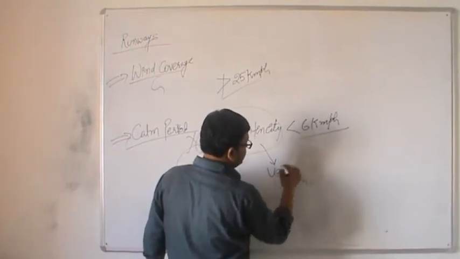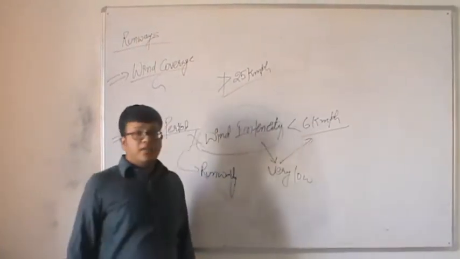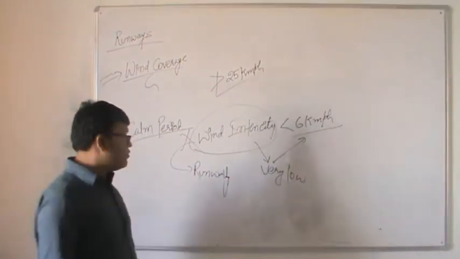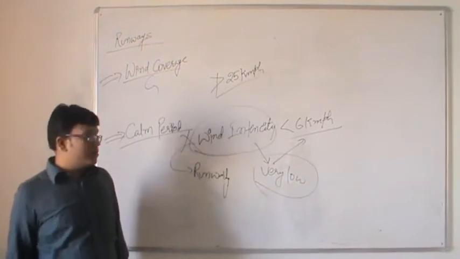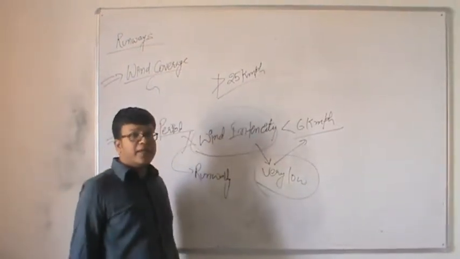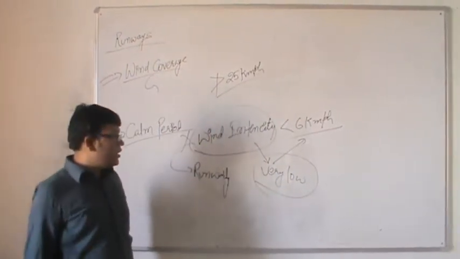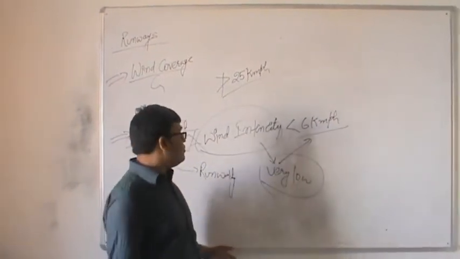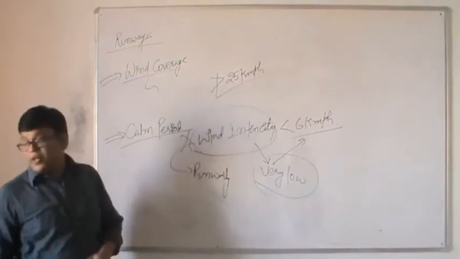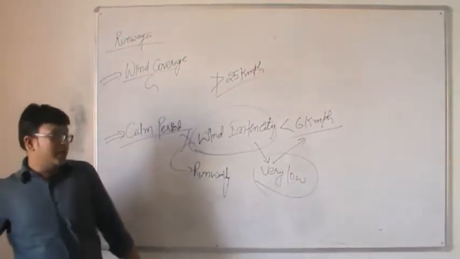As the wind intensity is very low, less than 6 kmph, it will not have any effect on the aircraft. Or to say, the effect will be almost negligible during the landing and takeoff operation of the aircraft. Hence we definitely don't consider this calm period during the planning or orientation of the runway.